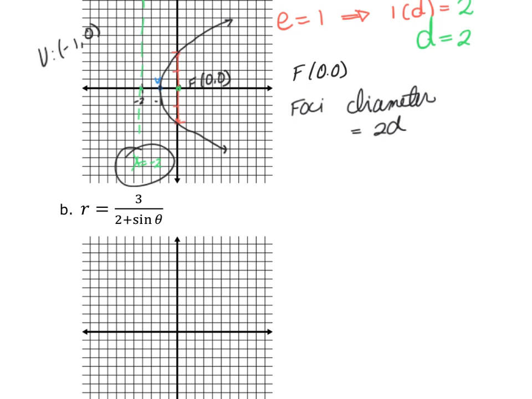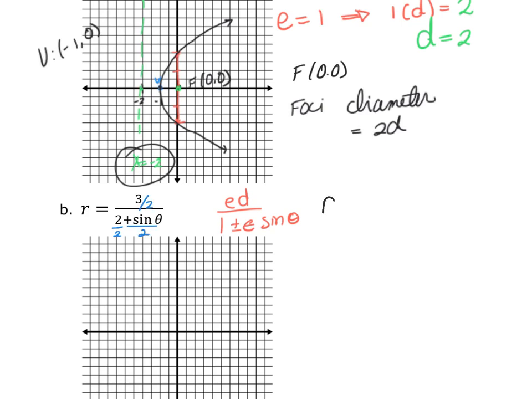As I take a look at my next example here, it has to be in the form ed over 1 plus or minus e sine of theta. Now I have this 2, it's not set to 1. So what I'm going to do is get that to be 1 by dividing each one of my terms within my fraction by 2. Divide this by 2, divide this by 2, and divide this by 2.